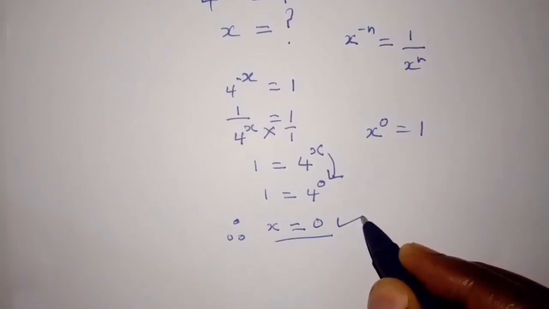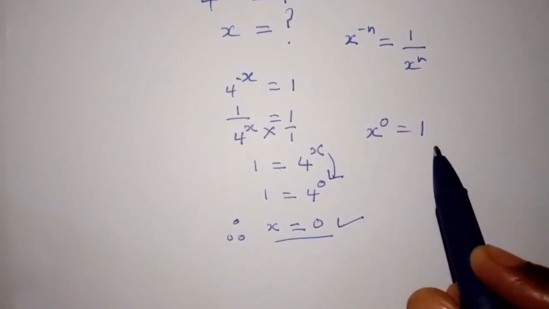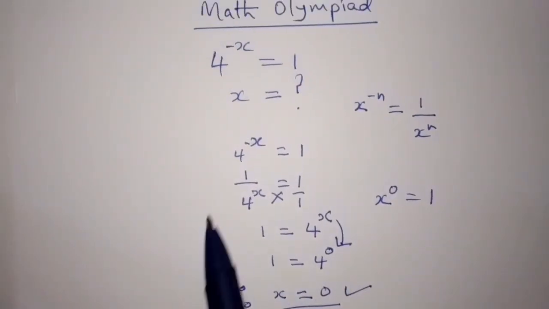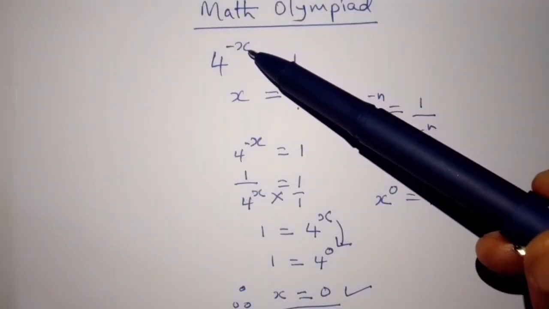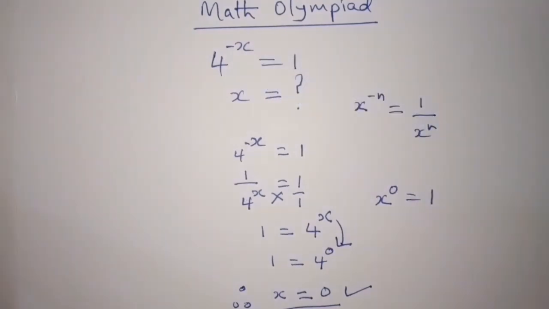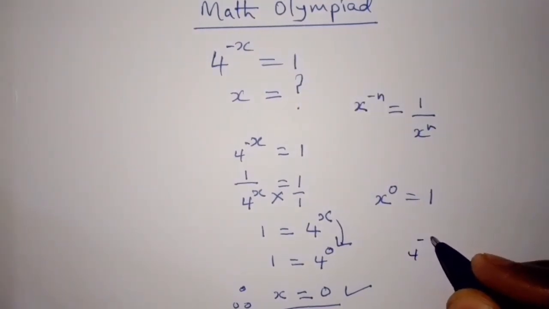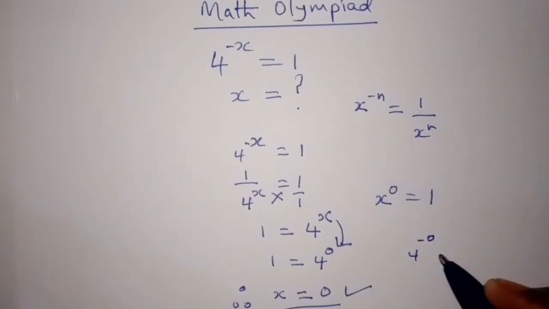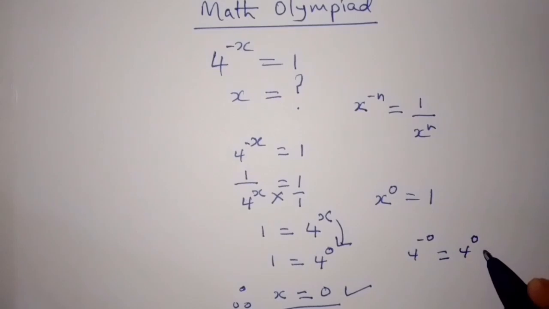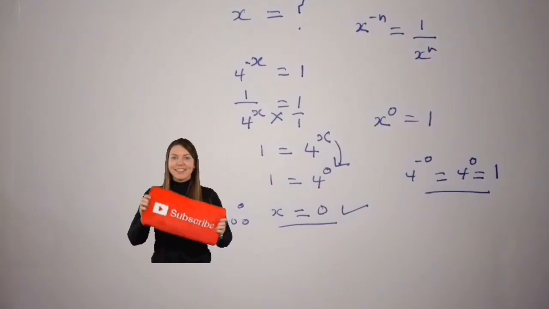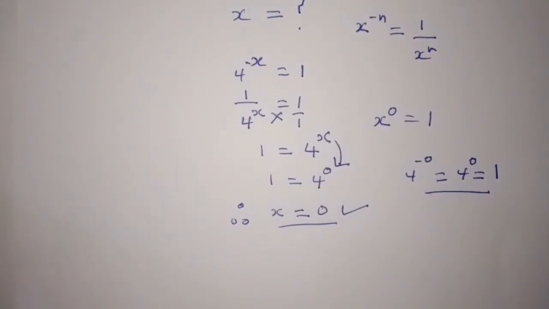And we can prove that by plugging in 0 here. You can say that 4 power negative 0. 4 power negative 0 is just like 4 power 0, which is equal to 1. Therefore, our x is 0.